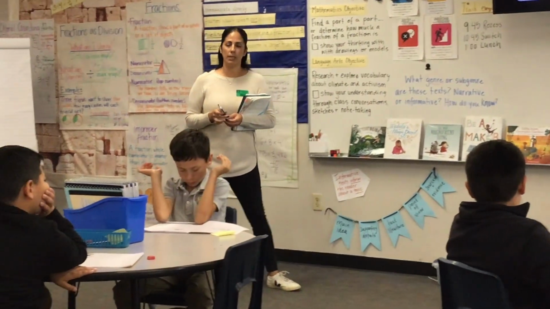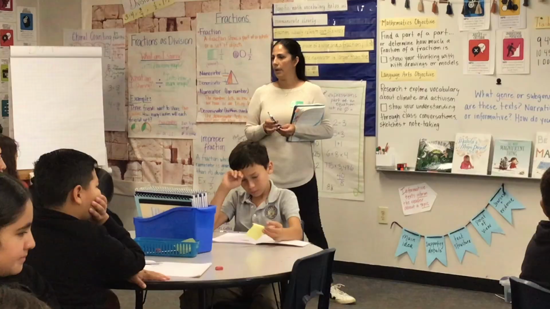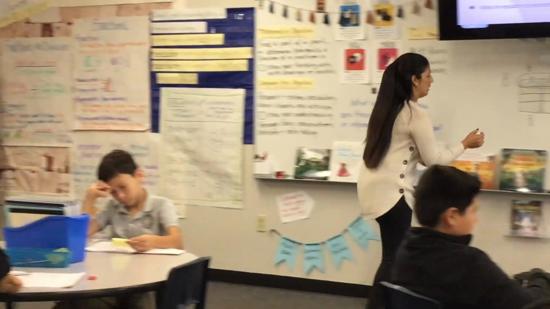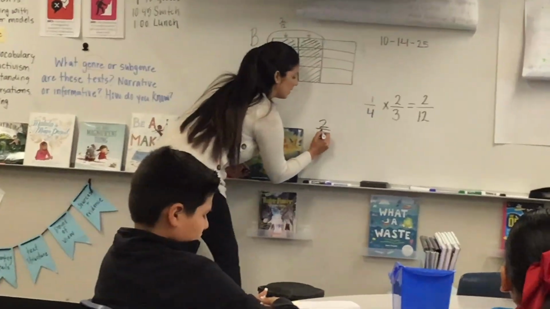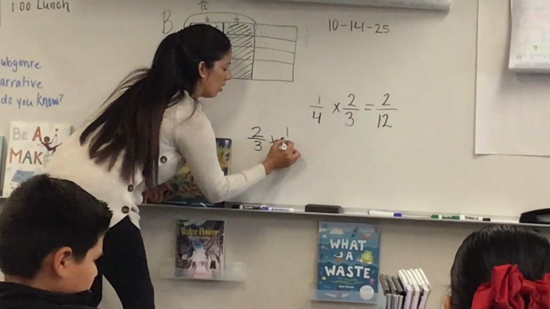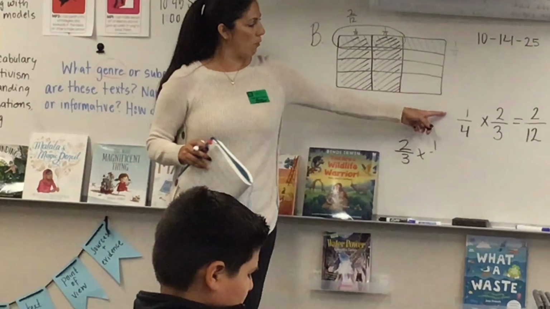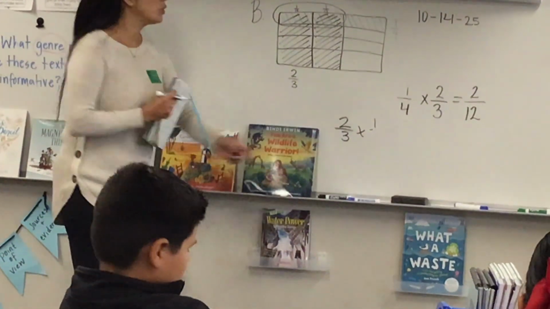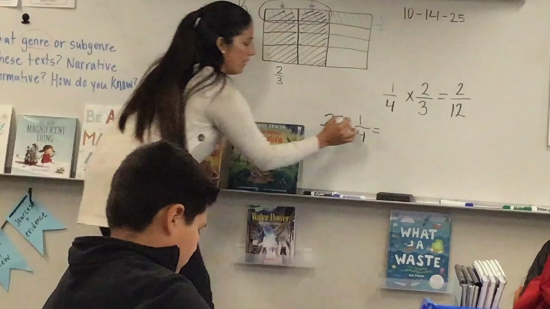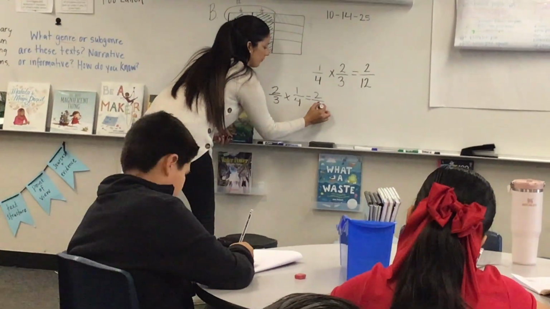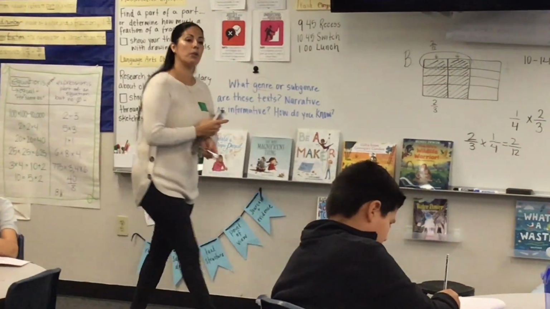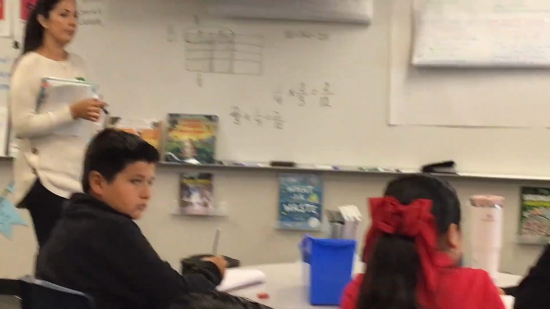Did somebody else do it differently? So, yes, Elias? You did 2/3 times 1/4. And when you multiply across, that gave you what? Is that the same answer? Yes. Leonard? You can also say, instead of 2/12, you can also say 1/6.